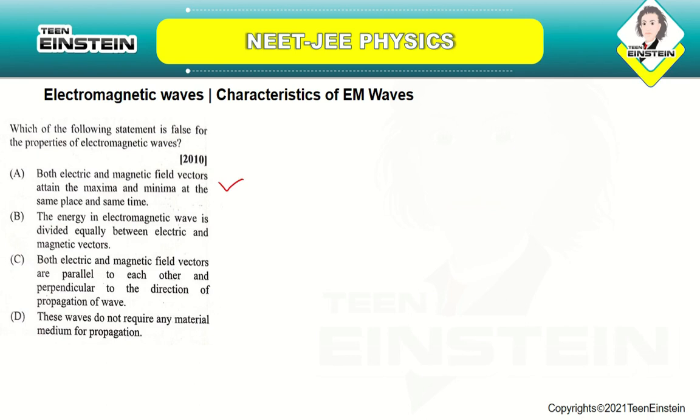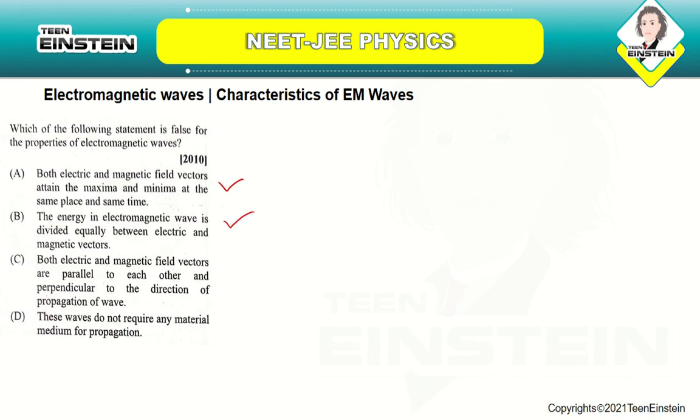Next, the energy in electromagnetic waves is delivered equally between electric and magnetic vectors. So again, if you see here, the energy in the electromagnetic wave is divided equally. So both the electric and magnetic field have the same energy. So this is also a correct statement, it cannot be a false one.